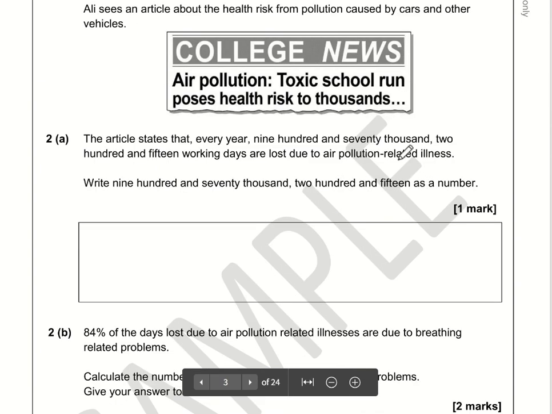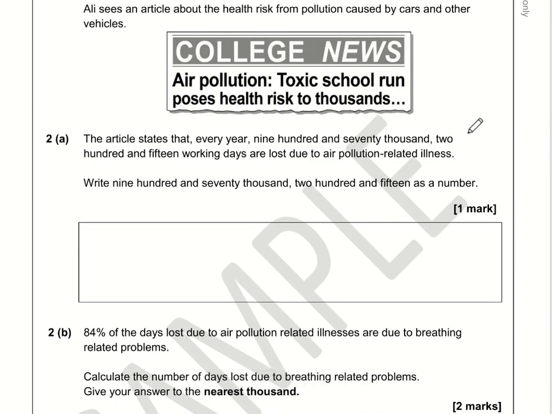So it's all about writing a figure in words. Now we just need to remember that words like thousand, million, billion, trillion, let's replace them with commas. So thousand, that's going to be a comma. So can you write 970? Hopefully you can. So that's 970, comma. And now you just need to write the next bit, which is 215.